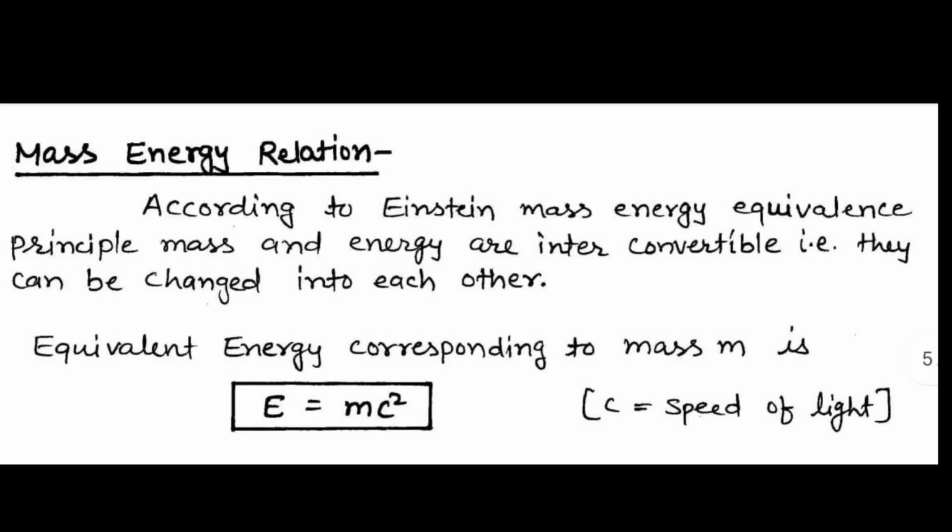Energy has a very important relationship with mass, called the mass-energy relation, given by Einstein, called the Einstein mass-energy equivalence principle, which states that mass and energy are interconvertible, that is, they can be changed into each other. So the expression is E = mc², where c is the speed of light.